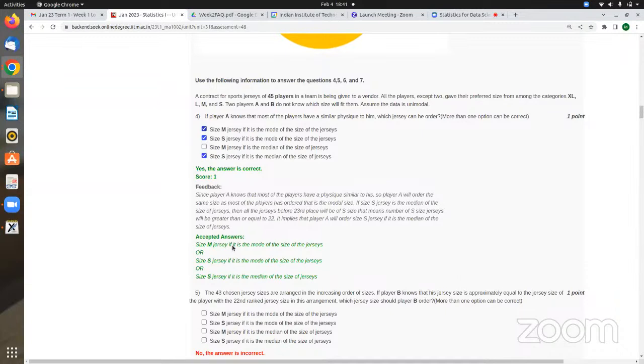But option C, when the median of the size of jerseys equals medium, is not definitely correct. I think that is the only possible solution to this, and why that is incorrect. Otherwise, with the cases you are saying, it should be correct, because we can have medium size jersey as the mode as well as the median.